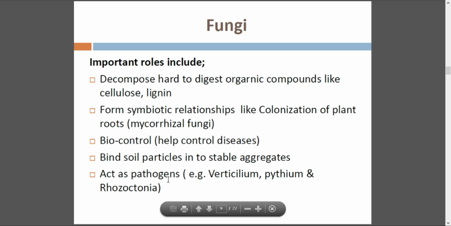So this is a negative importance, or an effect of fungi. For example, fungi cause Verticillium, Pythium, and Rhizoctonia root rots. So most of the rots that we find are mainly contributed to by fungi. Some of the species that are present in the soil include Aspergillus, Botrytis, Penicillium, Alternaria, Fusarium, Verticillium, Mucor, Rhizopus, Pythium, and Rhizoctonia.